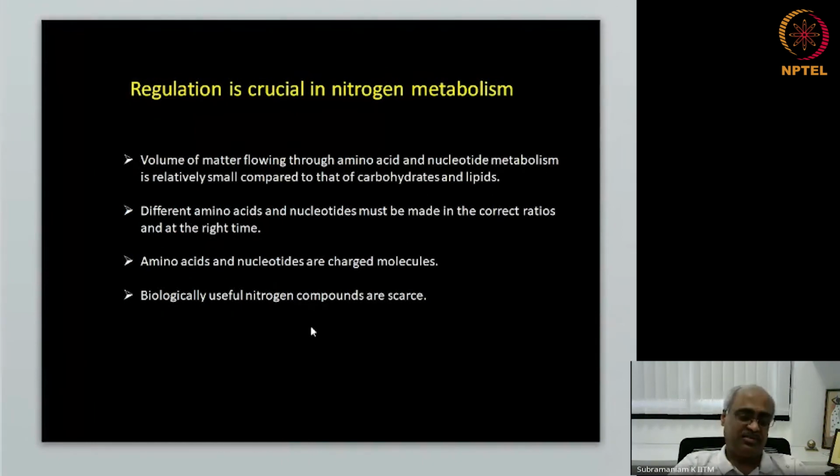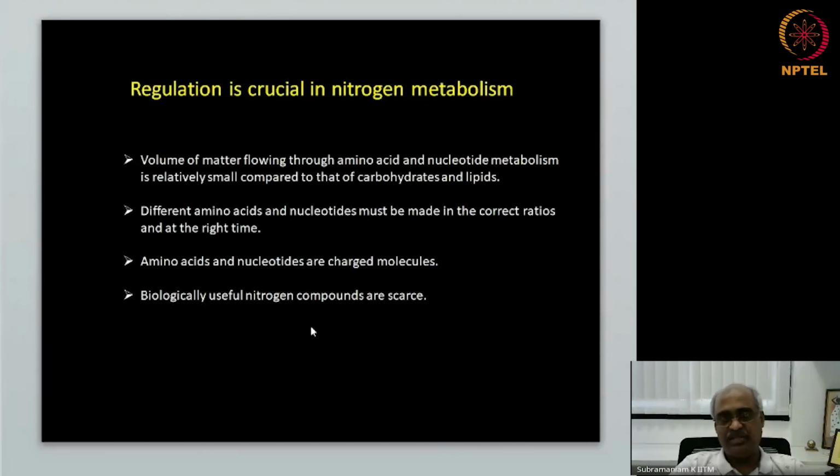And the nitrogen can be recovered and recycled, and as a result, the nitrogen compounds are scarce. The atmosphere has 70% nitrogen, but it is triple bonded, an extremely stable structure, and therefore it is not readily available in usable form in biological systems. So the biologically usable nitrogen is very scarce, and therefore the nitrogen metabolism is tightly regulated and very efficiently scavenged and recycled again and again.